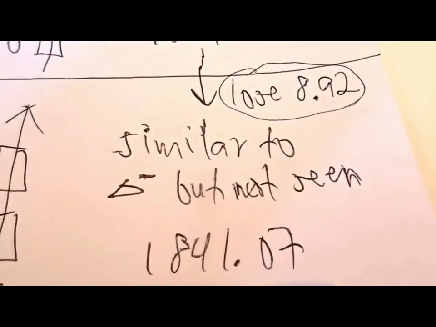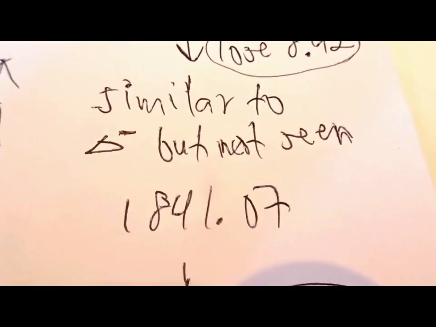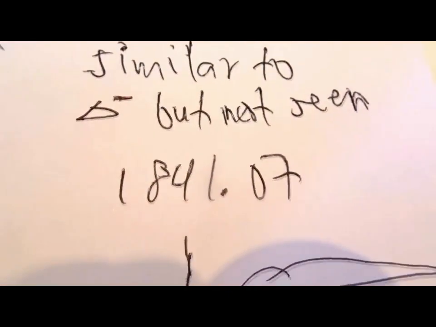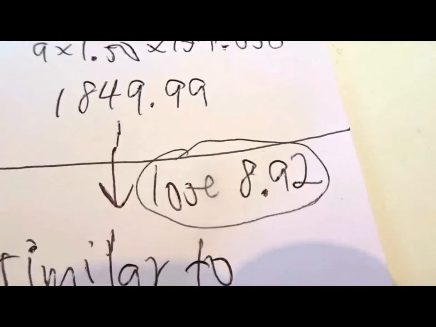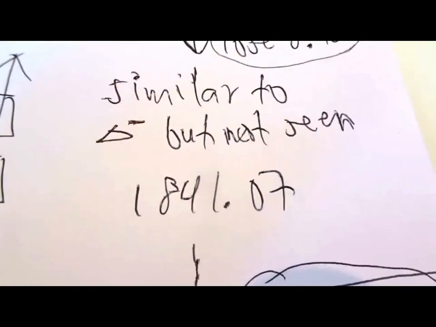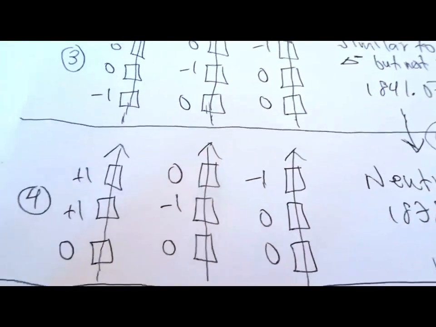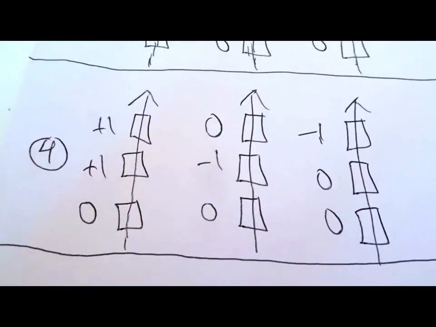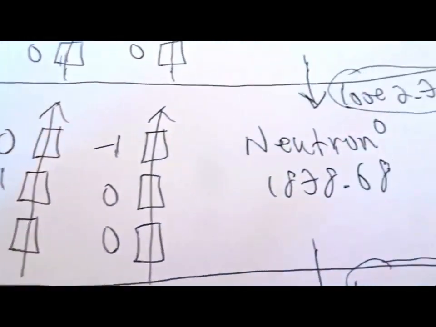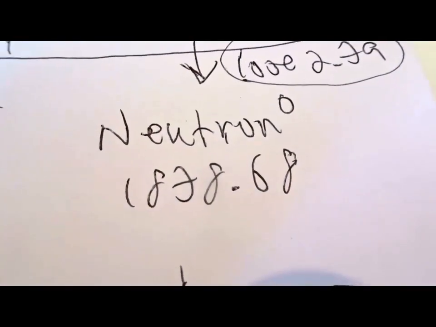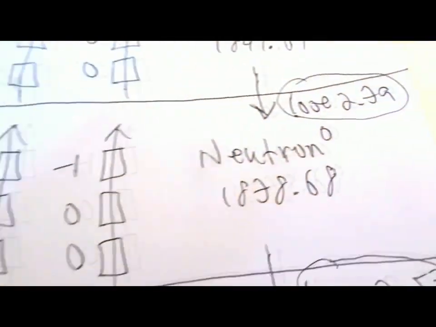This is similar to what's called a delta minus particle, but that has spin 3/2. For spin 1/2, we would expect to see mass 1841.07. So in this step, we will lose 8.92 of mass going from the neutral precursor to our first intermediate. As a second step, we'll go through beta decay to a plus 1, plus 1, 0, 0, minus 1, 0, minus 1, 0, 0, which is just the neutral neutron, mass 1838.68. We lose 2.39 of mass.